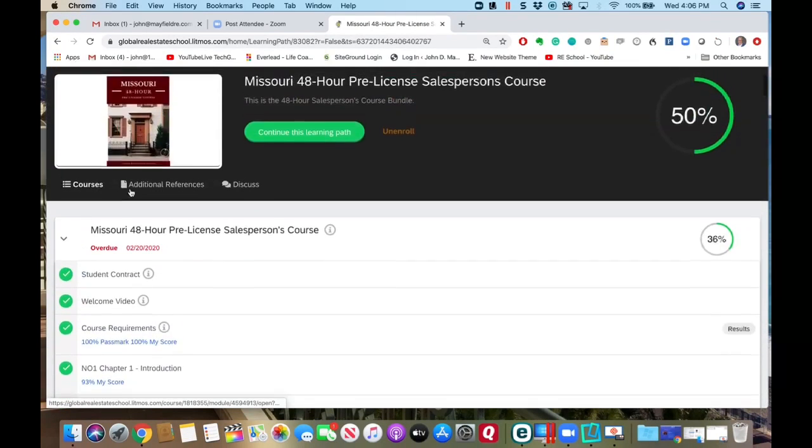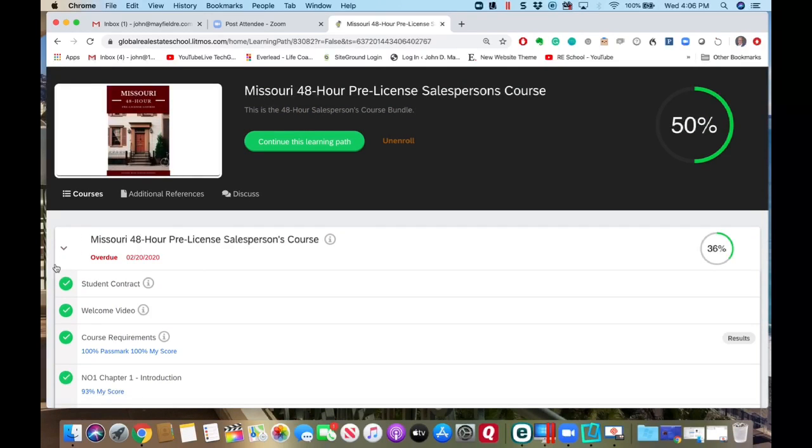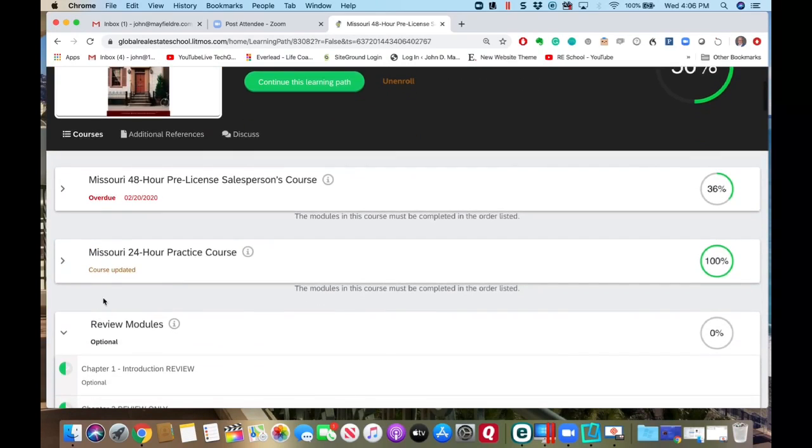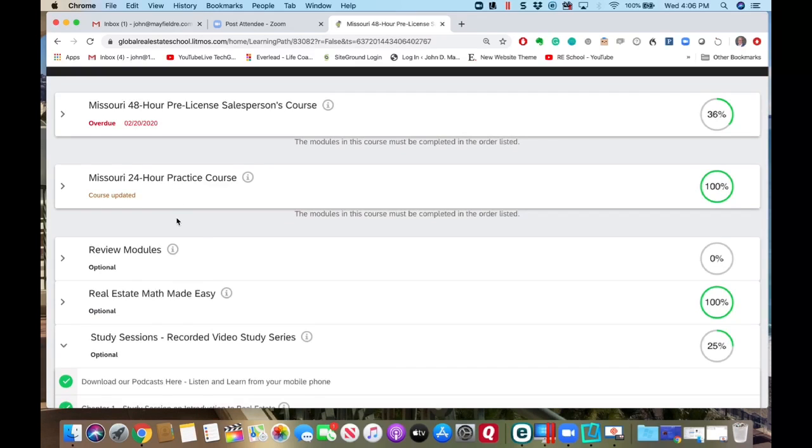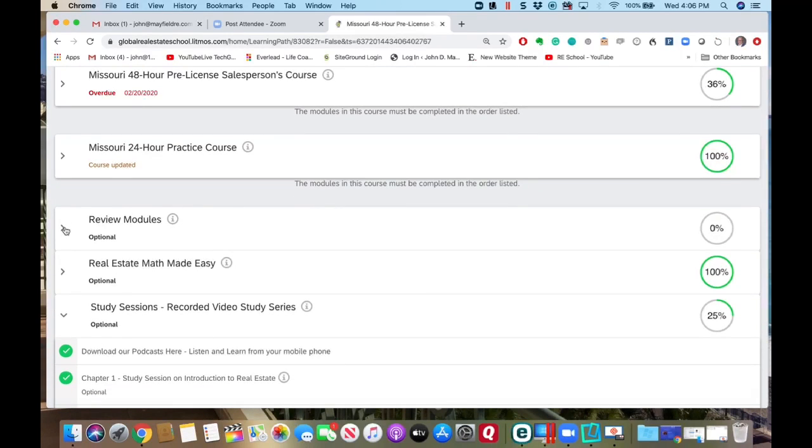Now notice there's a little arrow up here in the top left corner. If you close that, you'll notice that you have additional modules down below. 24-hour practice course in Missouri. You do not take that until after you pass your test. That's just my recommendation.